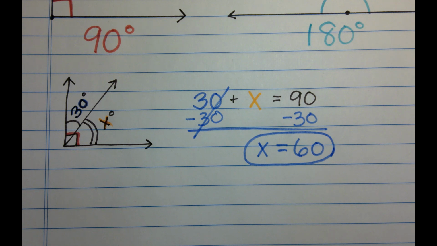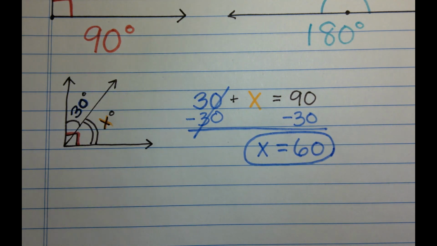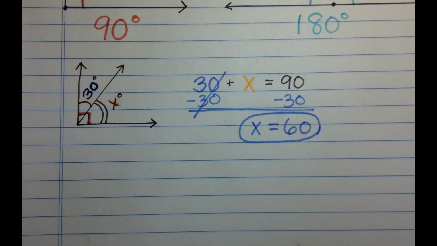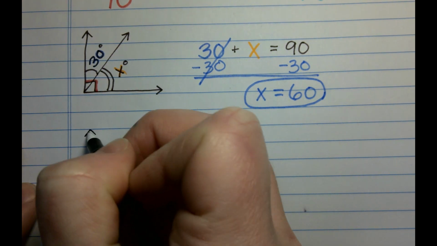All right, so there's our first equation we've solved for X. What if I give you something a little trickier? What if I give you another 90-degree angle?